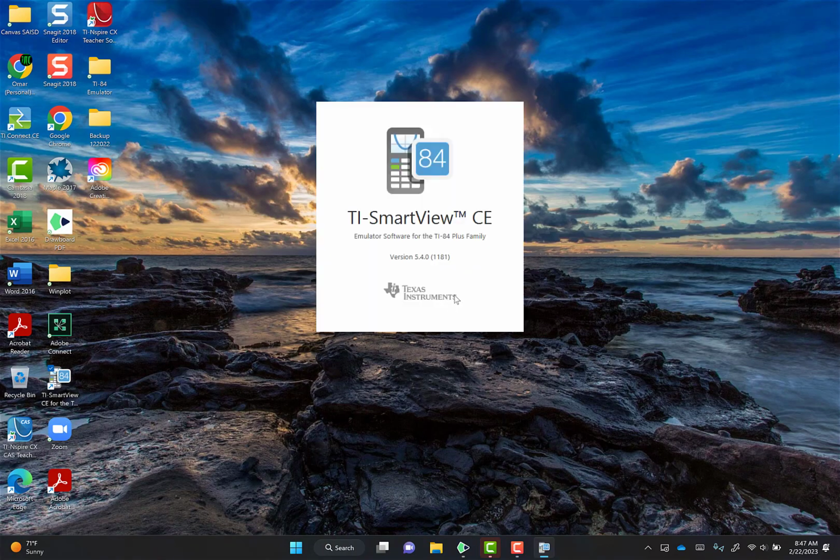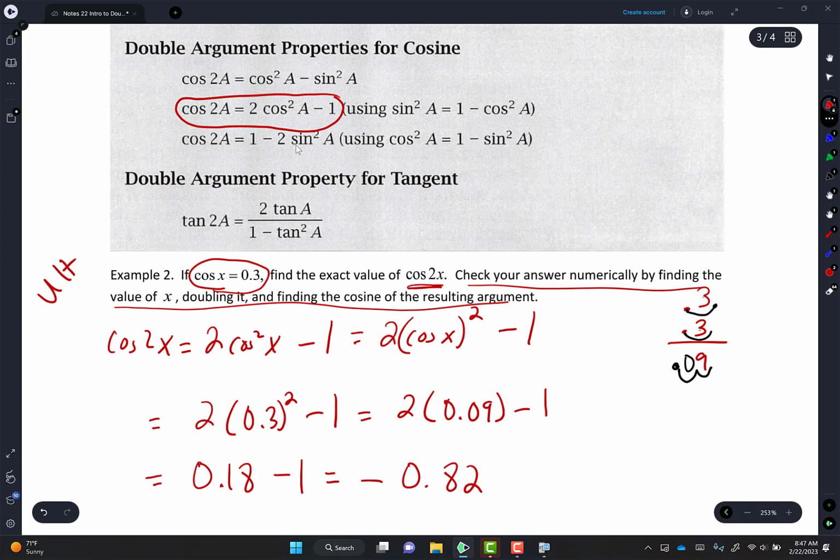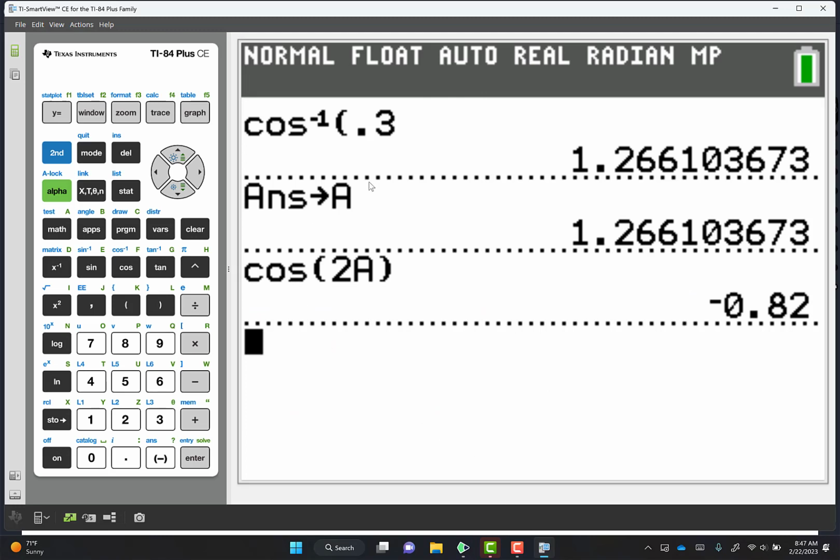And here's the fun part right here, I think. Remember how they told me that cosine x was 0.3? Is that what they told me? Yeah, it says check your answer numerically by finding the value of x, doubling it, and finding the value. Okay, so that's what I'm going to do. Oh, look, there it is.